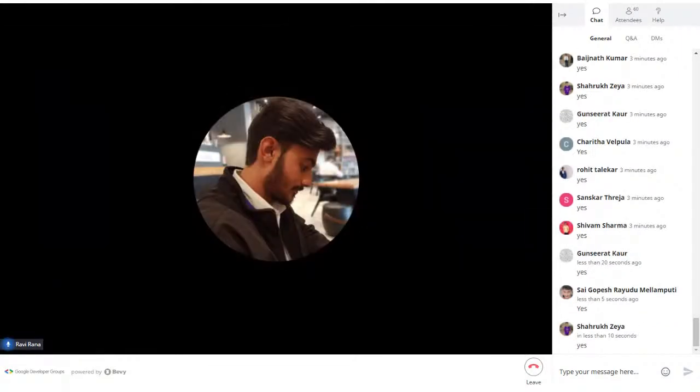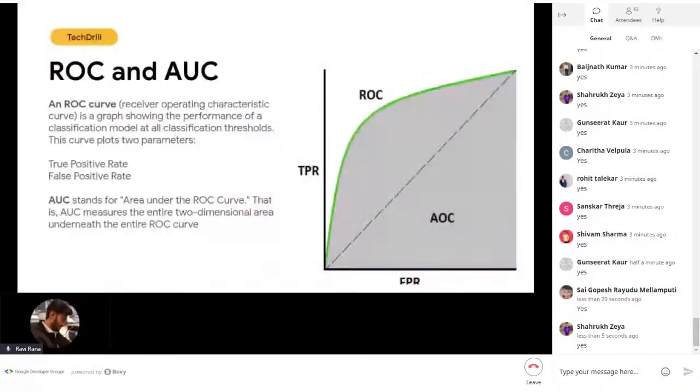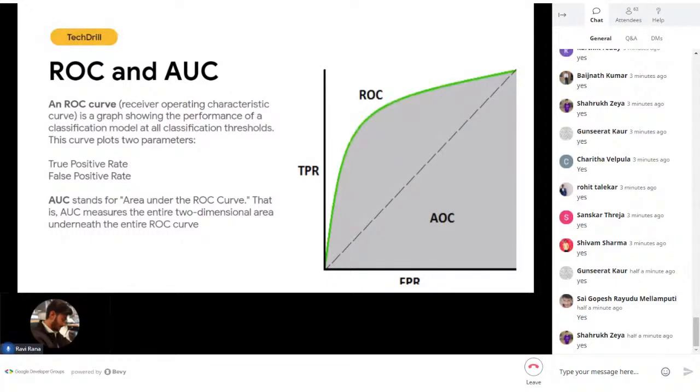Okay, so now jumping back to our slides. Now we have something called an ROC curve, ROC and AUC. What is ROC and AUC? The ROC curve is also called a receiver operating characteristic curve. What does it show? The ROC curve given by our model is evaluated using the true positive rate and the false positive rate.